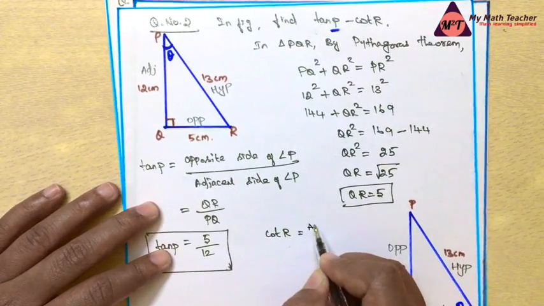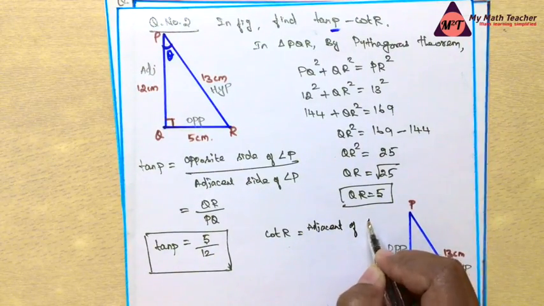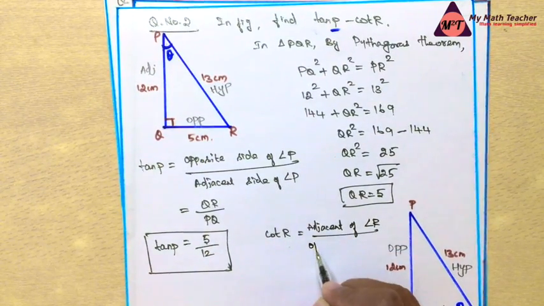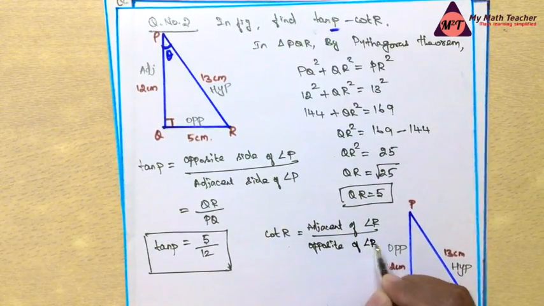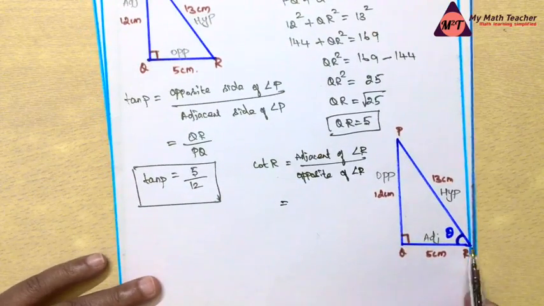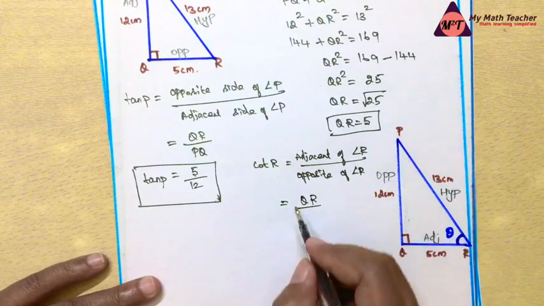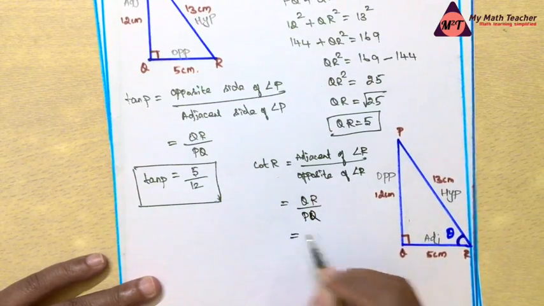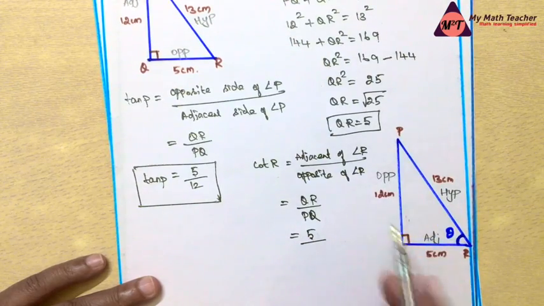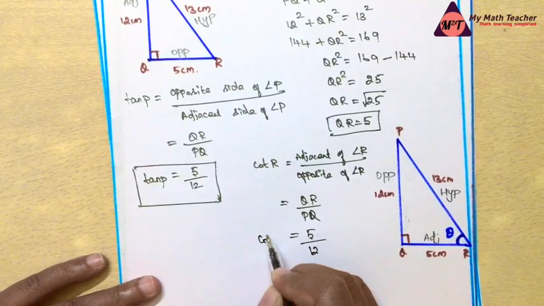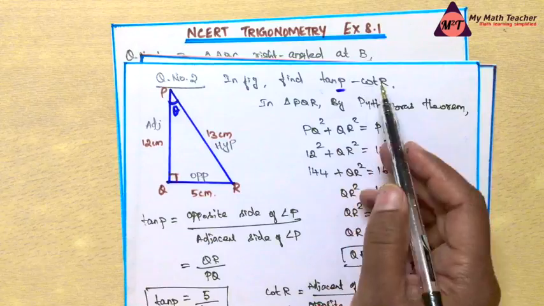So adjacent side of angle R by opposite of angle R. Now what is the adjacent side? Adjacent side is QR by opposite side is PQ. QR is 5 by PQ is 12. Now cot R is 5 by 12. Finally, we have to subtract this.